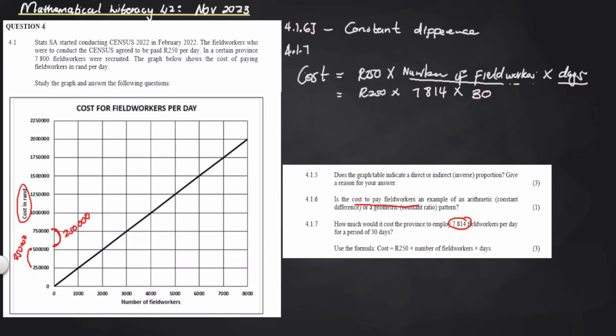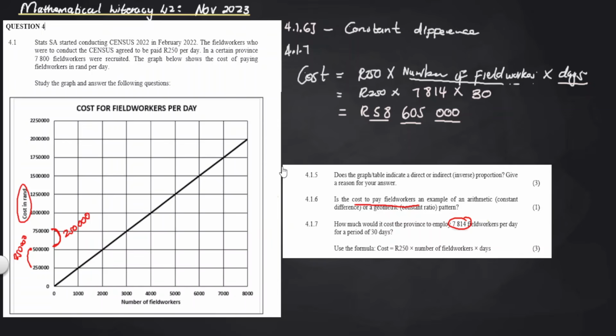Wow, that's a big number. Let me just write it down before saying it. 58,605,000 rand. Nice. Wow, that's a lot of money. Per day. Hey, per day.